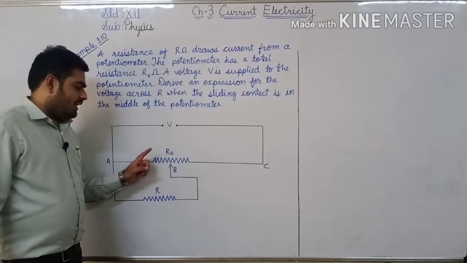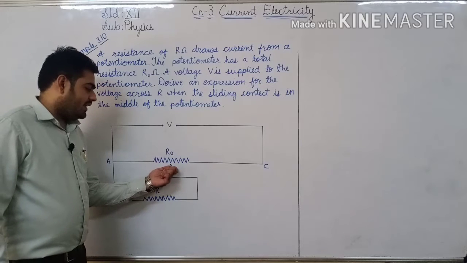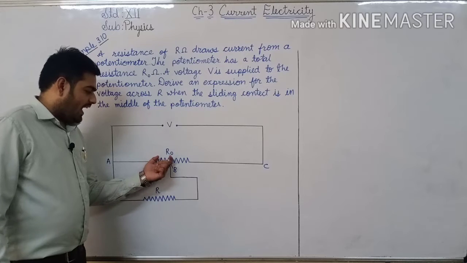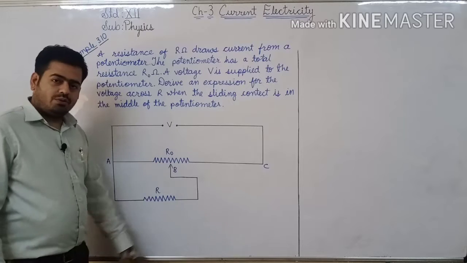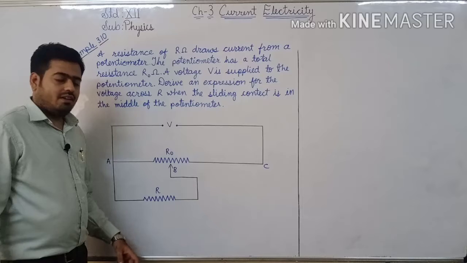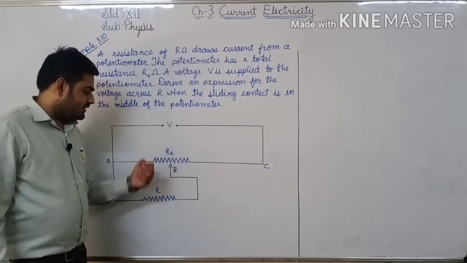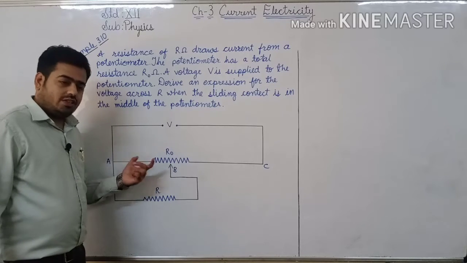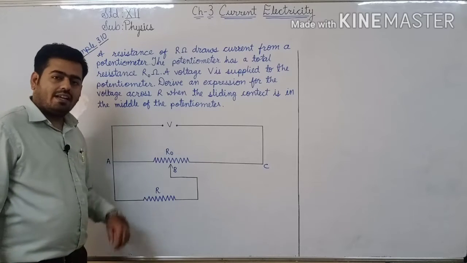पहले तो हमें इक्विवेलेंट रेजिस्टेंस फाइंड करना चाहिए. Here the sliding contact is in the middle of this potentiometer wire. Therefore half of the wire will offer half of the resistance R naught by 2, total resistance, that is R naught. Therefore half wire will provide R naught by 2 resistance. When sliding contact is in the middle of the wire, at the time resistance of the half wire will be R naught by 2, and R naught by 2 and R are in parallel.